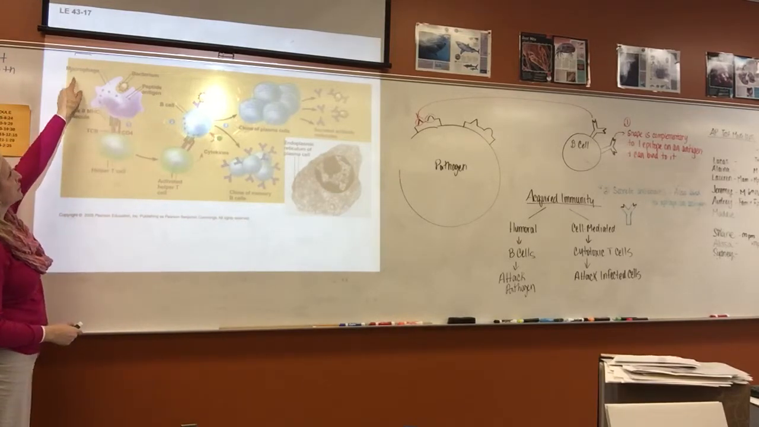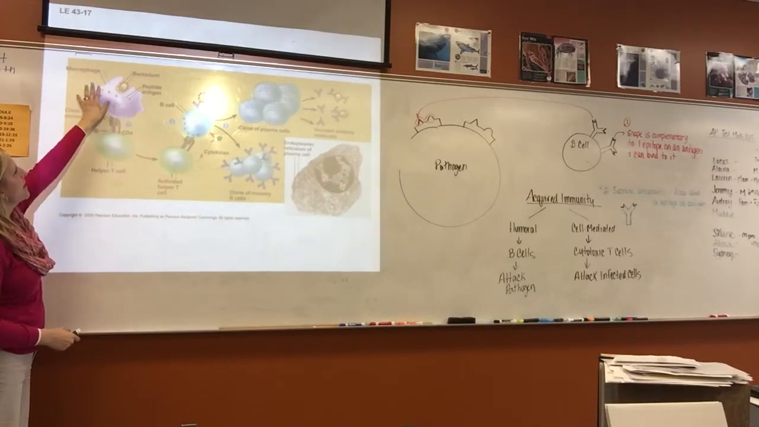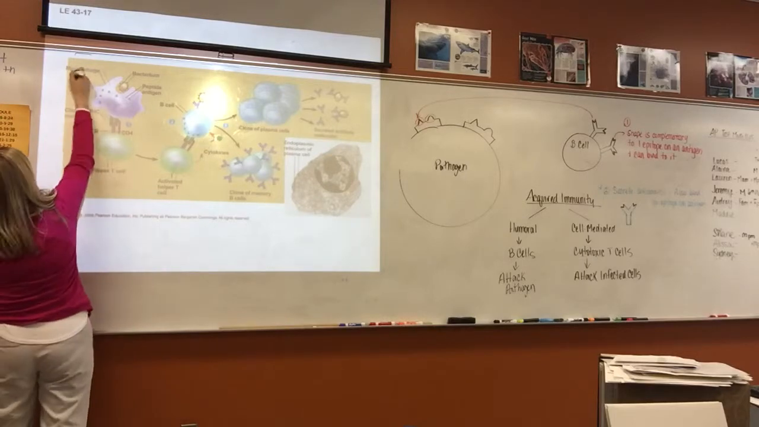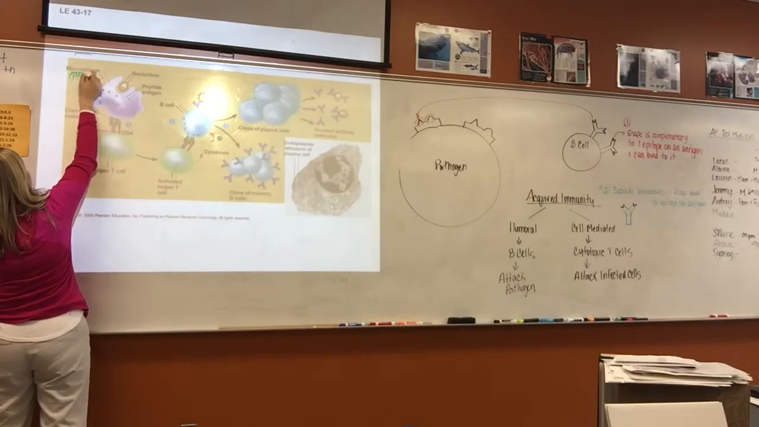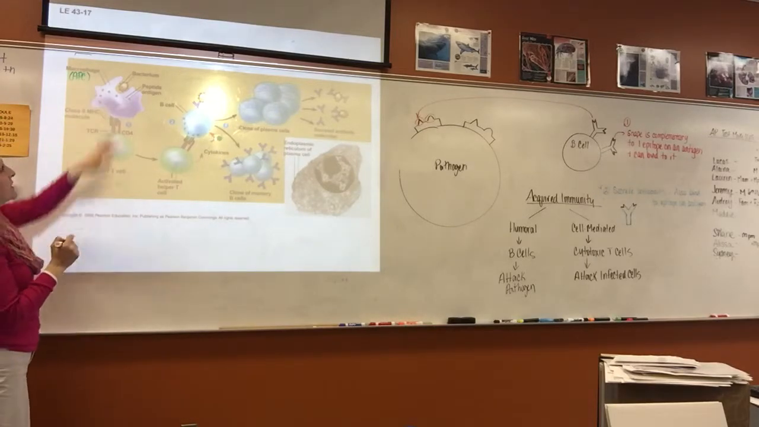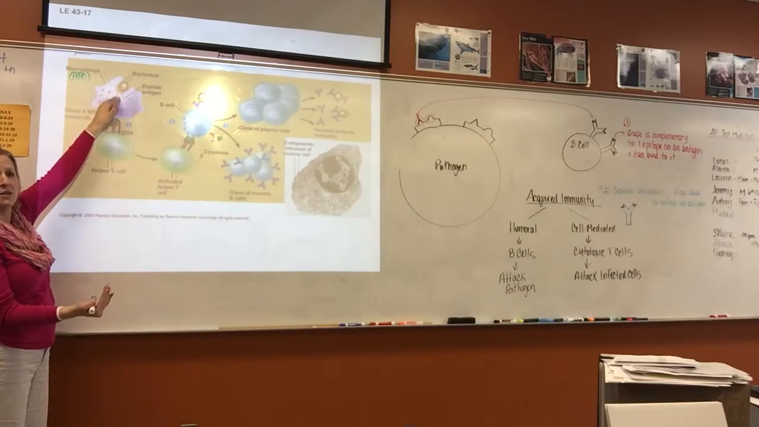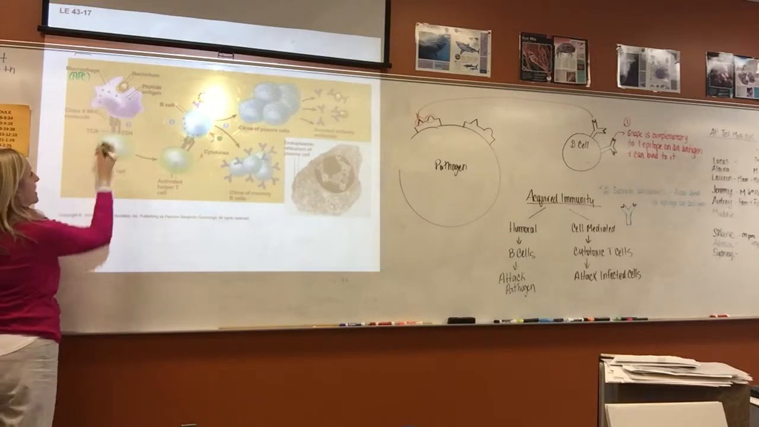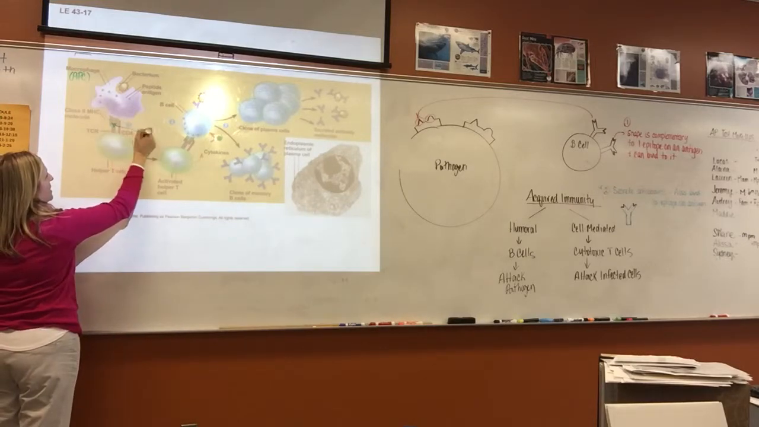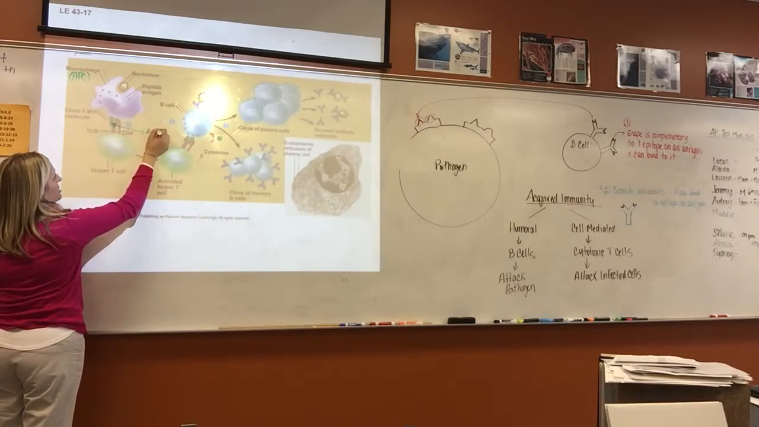So you have your macrophage that takes in the bacteria. This is an antigen presenting cell, APC. Your macrophage takes in the bacterium. It's doing a good thing for you, destroying the bacterium. In the process, it displays that antigen. So this is the antigen displayed.